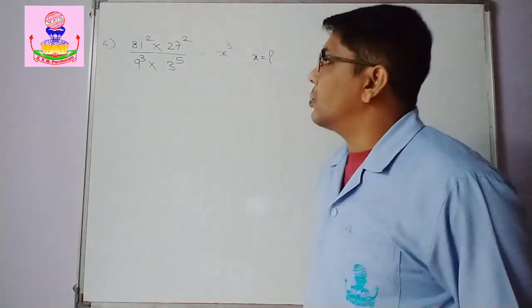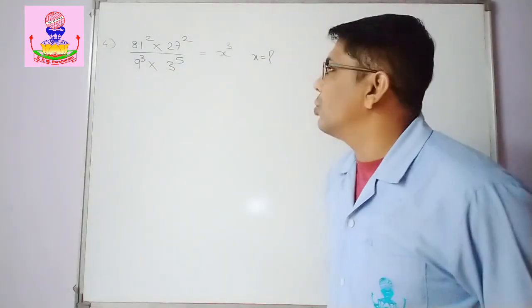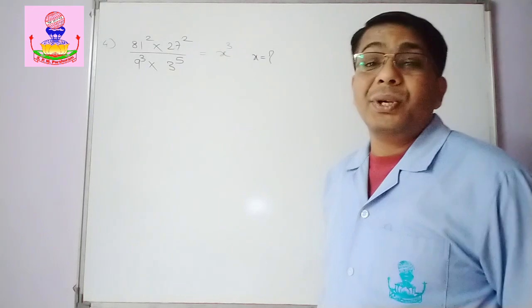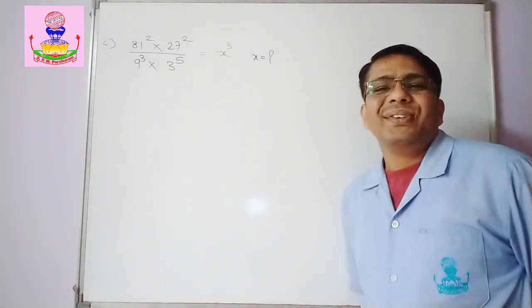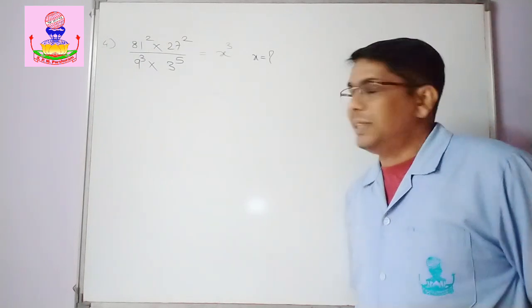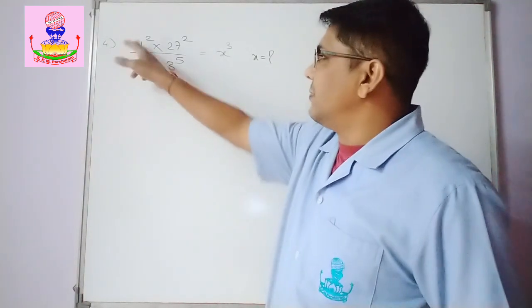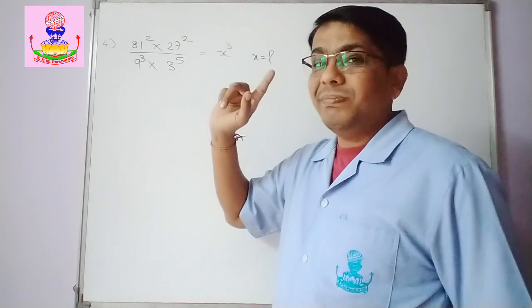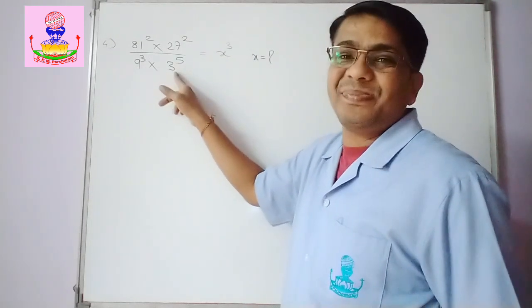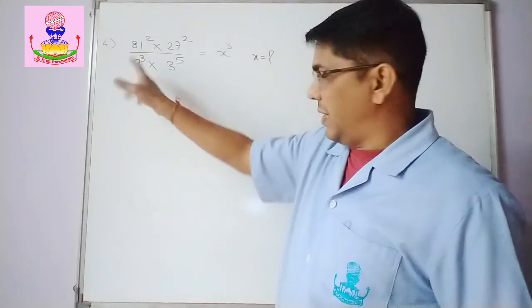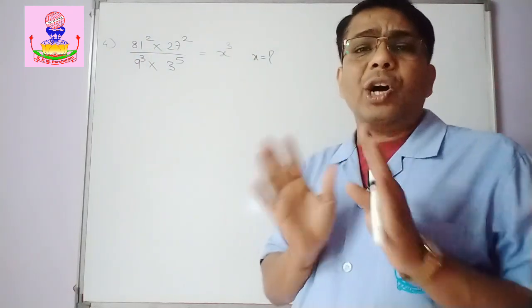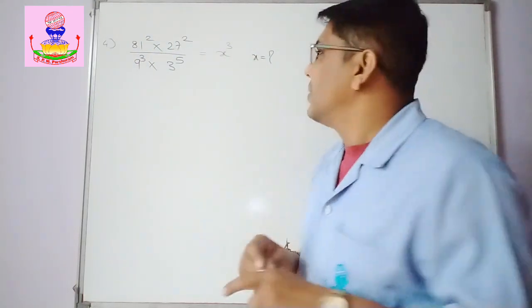Now see the fourth one: 81 square into 27 square upon 9 cube upon 3 raised to 5. What will you do? You may go to find the squares. Don't do that. Use the laws of indices. First thing, bring all of them to the same base. Which is the base? 3. You can see 81, 27, 9, they are all powers of 3.